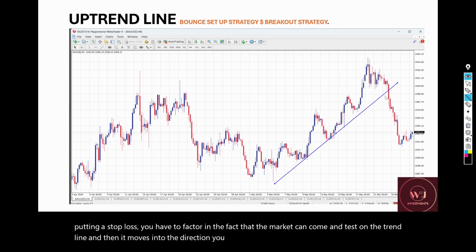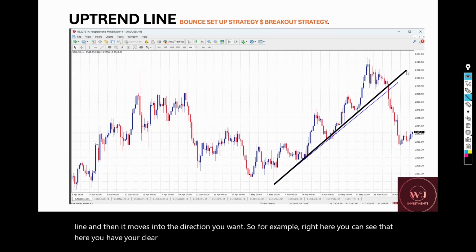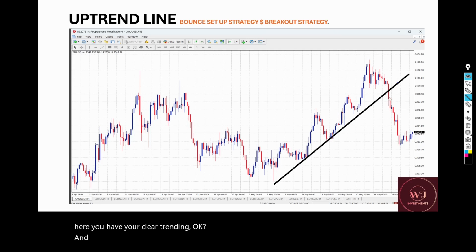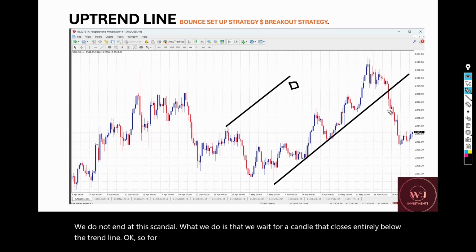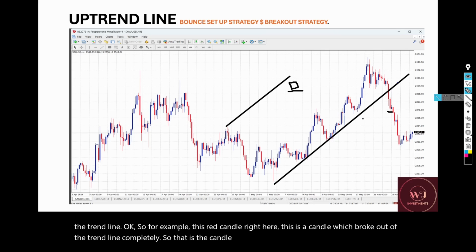So for example, right here, you can see that you have your clear trend line, okay? And then this big red candle here is the one which broke out of the structure. So here, we do not enter at this candle. What we do is that we wait for a candle that closes entirely below the trend line. So for example, this red candle right here is the candle which broke out of the trend line completely. So that is the candle we use to make our sell stop order.